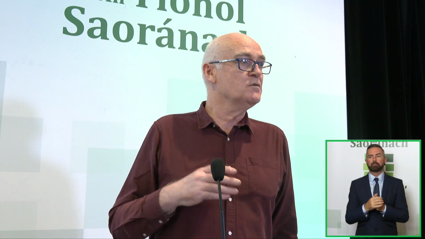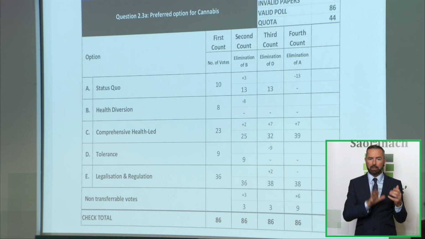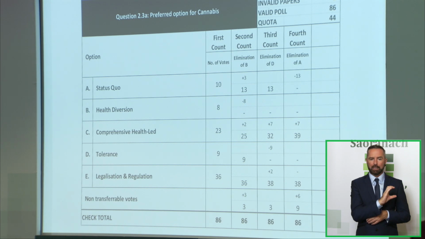If it gets it on the first count, it's an overall majority first preference on the first count. Nobody did here. If you look down the first count column, we had 10 votes for option A, 8 for option B, health diversion, 23 for option C, comprehensive health led, 9 for option D, tolerance, and 36 for option E, legalization and regulation. At that stage, because no option has reached the quota or got a majority, the rules are that we eliminate the lowest of the options and we redistribute it.